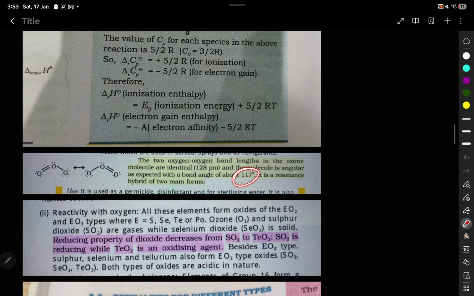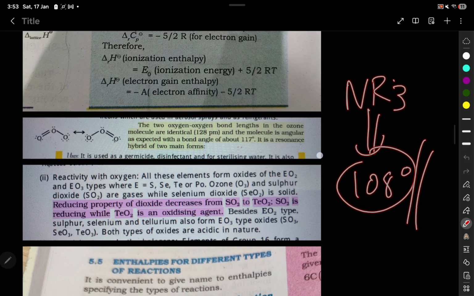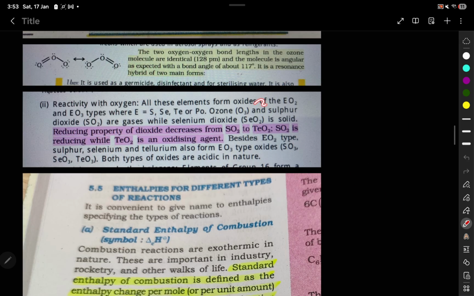And then you have bond angle of ozone. Bond angle of ozone is 117. Don't hesitate to mark it up because they have asked bond angle of NR3 before, which is exactly 108 degrees as prescribed by NCERT. Then you have a P block thing.